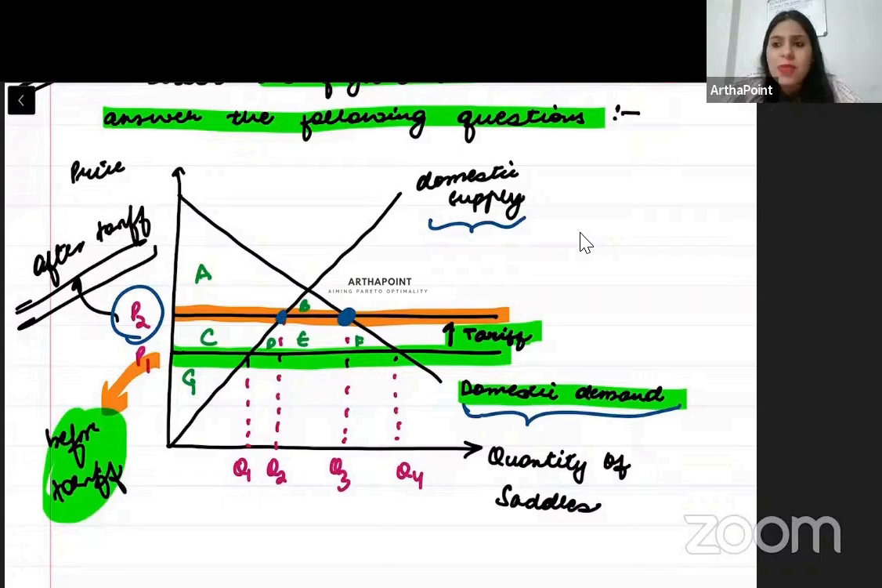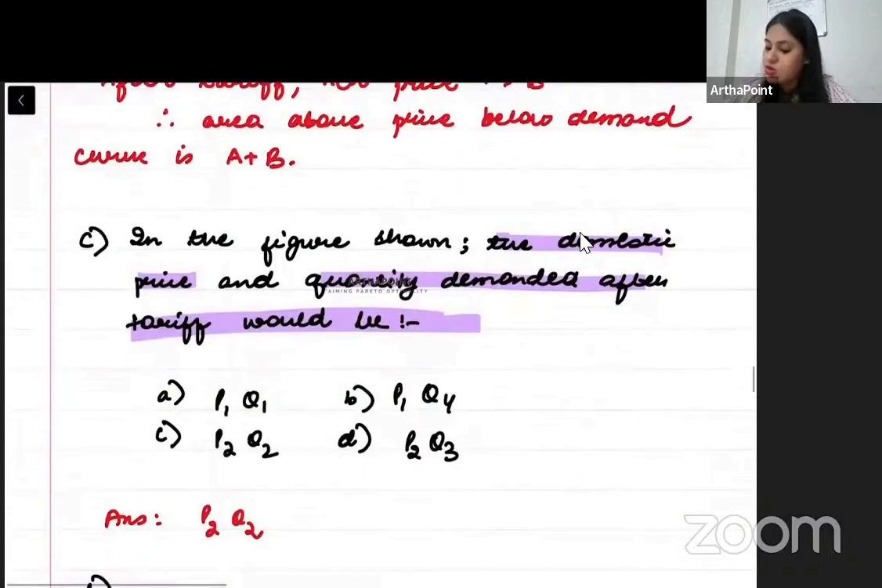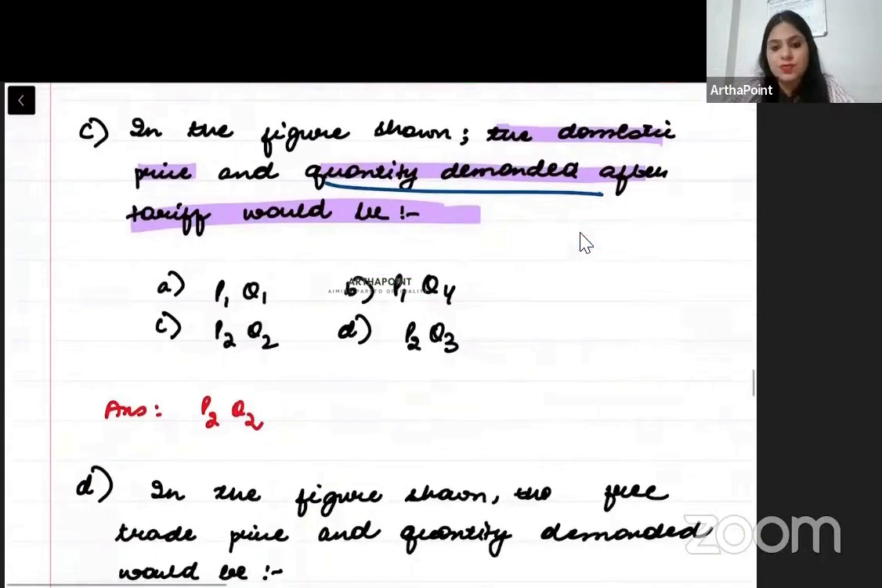But it does not matter what demand is. If only Q2 units are supplied in the market, then I have to only supply these many units. So after tariff, I will only have a supply of this much, Q2, at price P2. This is what would be the domestic supply. So the question says what will be the domestic quantity, and that would be Q2, P2.